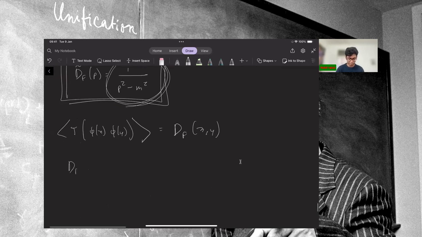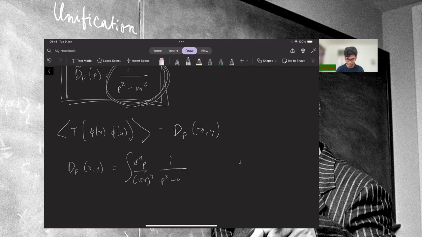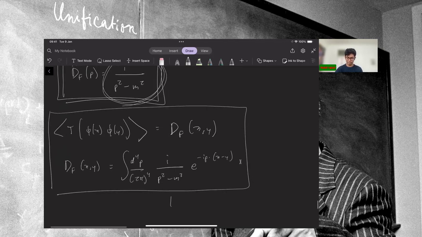and D_F of x and y is equal to the integral d⁴p over (2π)⁴ of i over p² − m² times e^{−ip(x−y)}. And this is the Feynman propagator that you already know and love, which we have now rederived from path integrals.